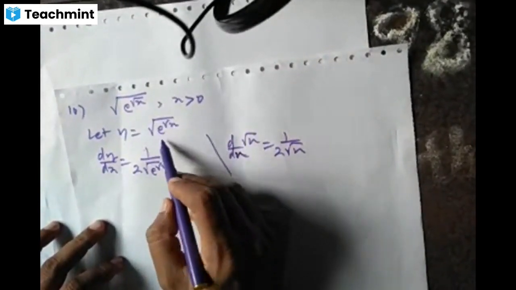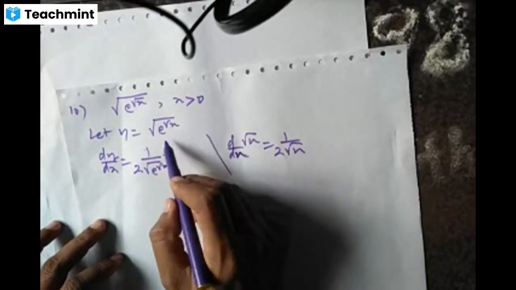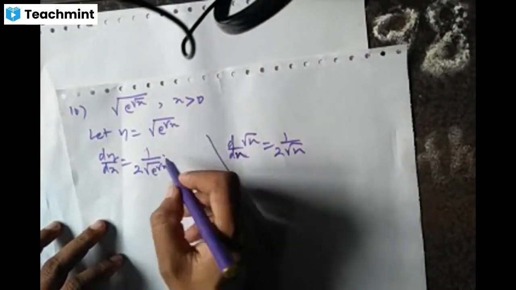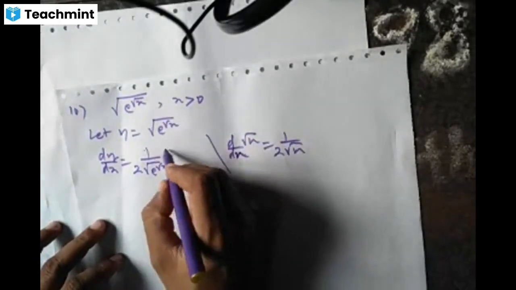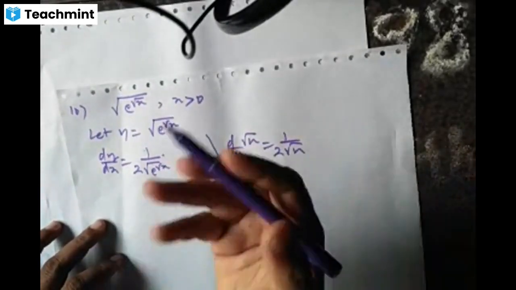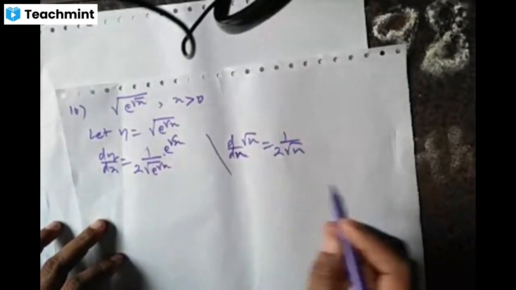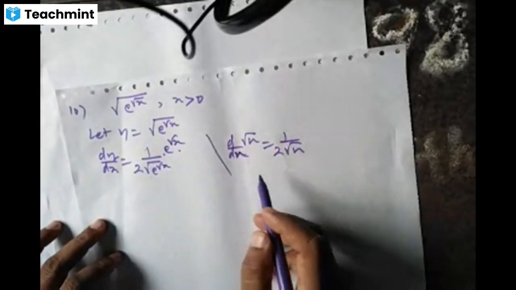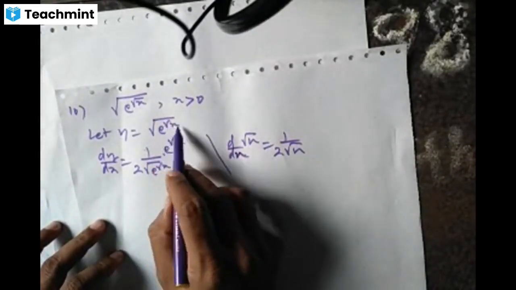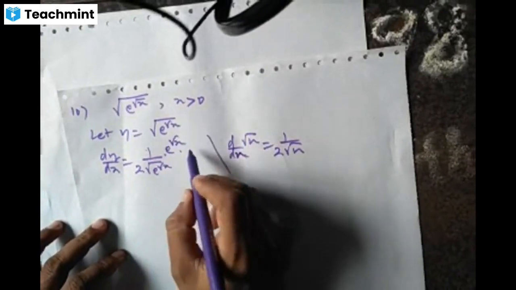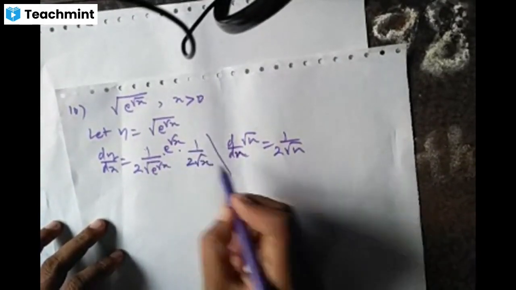e^(root x) is not an ordinary function, it is a composition of two functions. Again you have to use chain rule. Derivative of e^(root x) is, you just treat root x as some single variable, derivative of e^u is e^u itself. So e^(root x), right, into what? Into d by dx of root x. D by dx of root x is 1 by 2 root x.